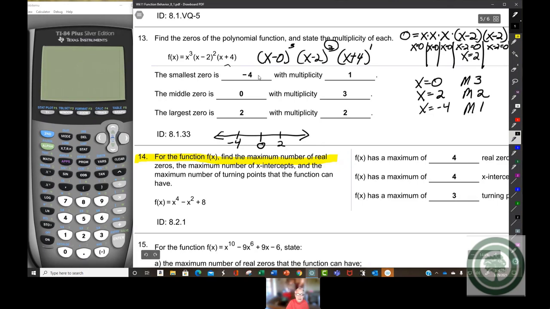So the numbers go in this order. This is the smallest, this is the middle, this is the largest. This has multiplicity 1, this has multiplicity 3, and this has multiplicity 2. Notice also that an x by itself is really x minus 0.